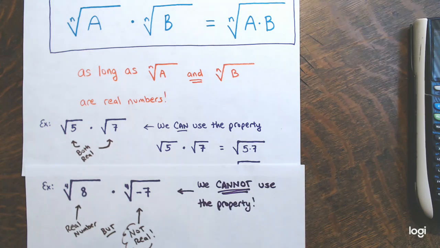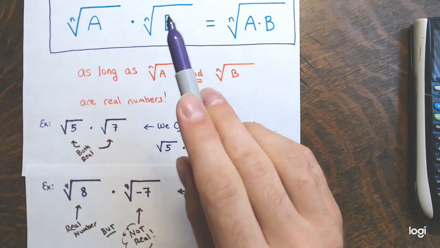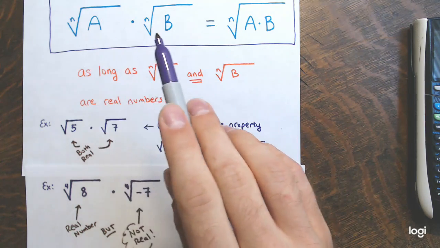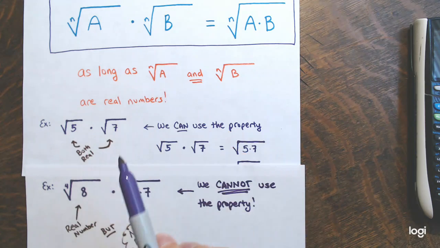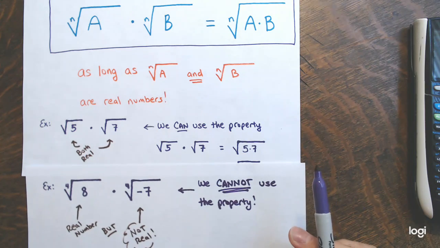So I can't say that this is the fourth root of 8 times negative 7. It's not the fourth root of negative 56. We cannot use this property. This property is only for real numbers. I can't emphasize that enough.